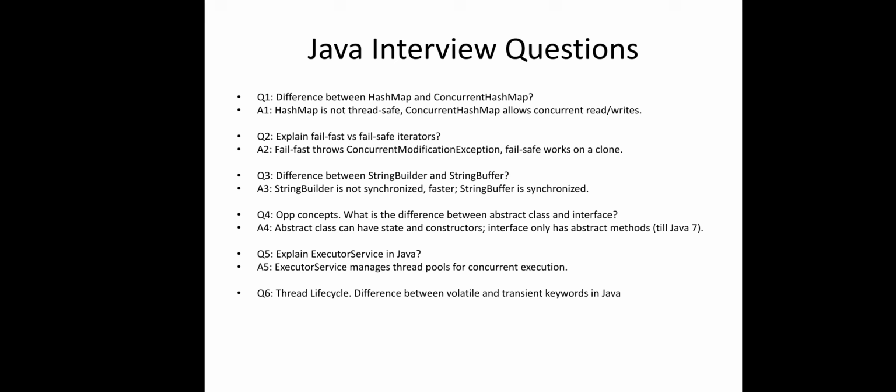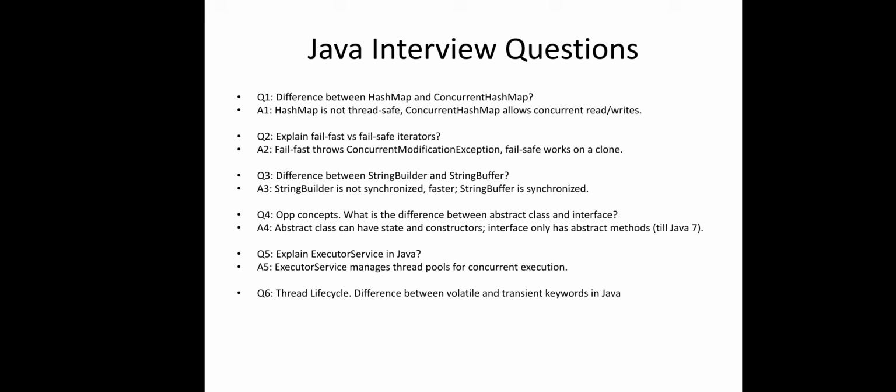Then they asked me questions on Java, like HashMap, the internal working of HashMap, and the difference between HashMap and ConcurrentHashMap. I said HashMap is not thread safe, and ConcurrentHashMap allows concurrent reads and writes. Then they asked me to explain fail fast versus fail safe iterators. I explained that, along with some examples.